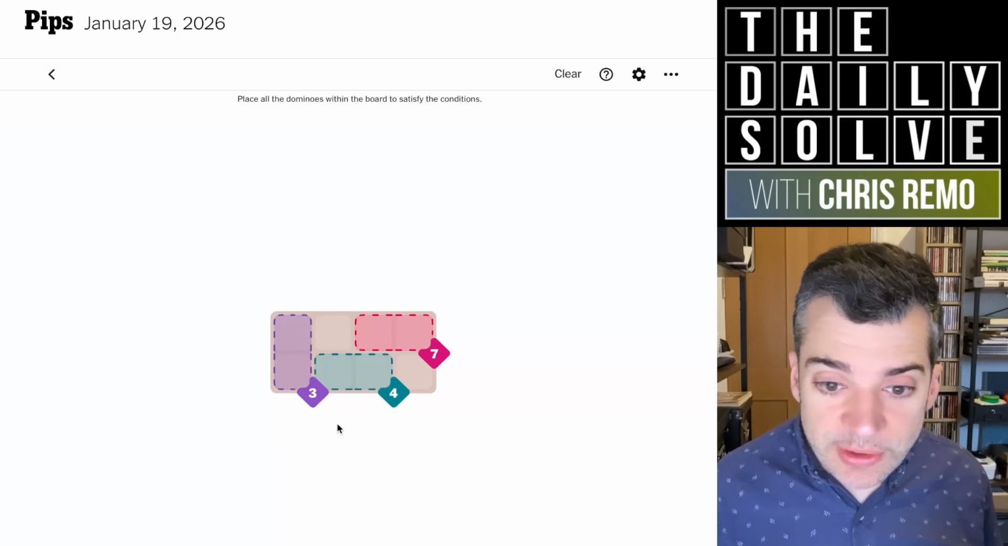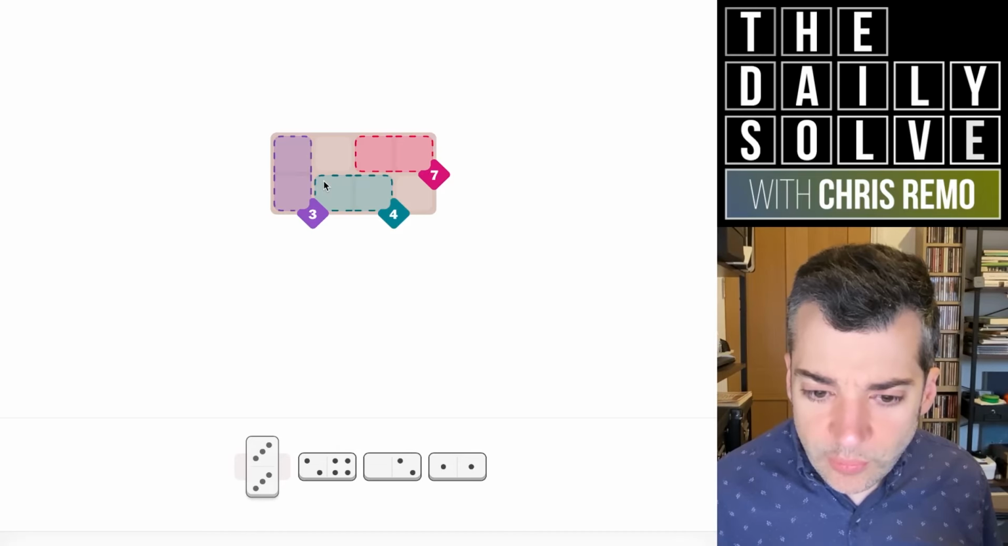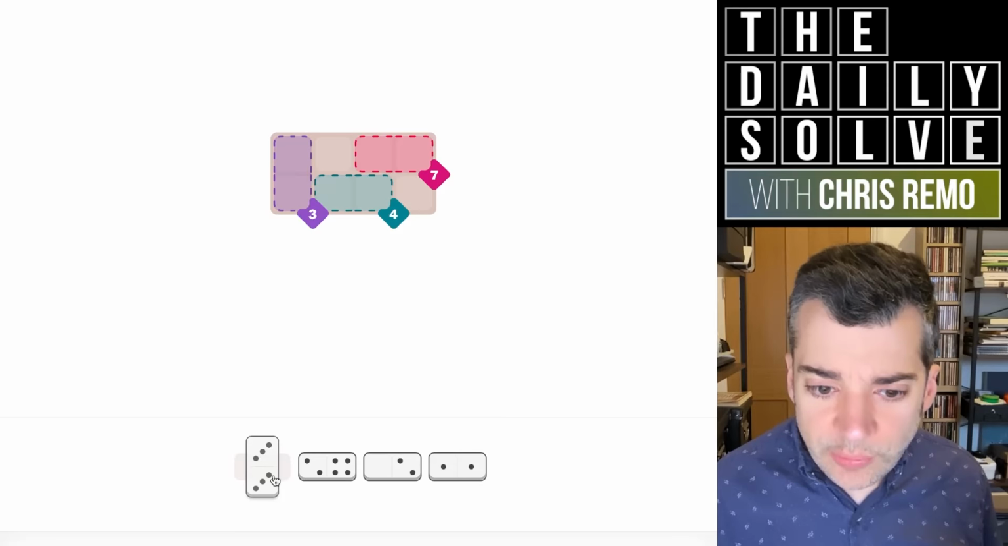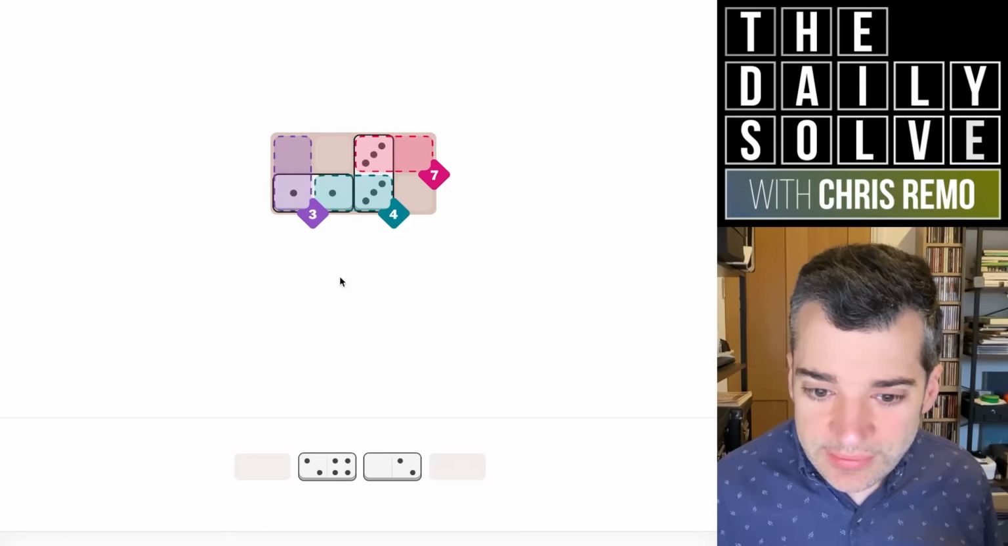Let's place some dominoes. Okay, so we need 7. 7 can only be 4 and 3 in this puzzle. Oh, and then 3 will be 1, 2, because we won't be able to get a 3 over there. So we probably bridge these like this and then do that.